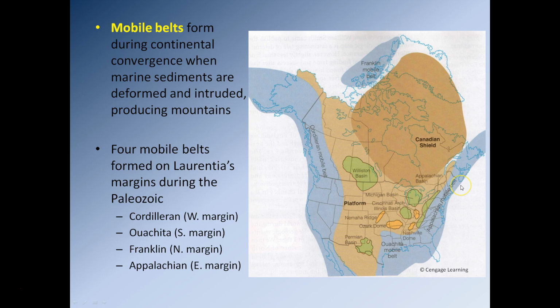So not only do we have, during this time period, the deposition of lots of nice horizontally bedded sediments into shallow seas covering large portions of North America, we also have the formation of several large mobile belts along the eastern, southern, western and northern margins of the continent during this time period. So it's all going on.